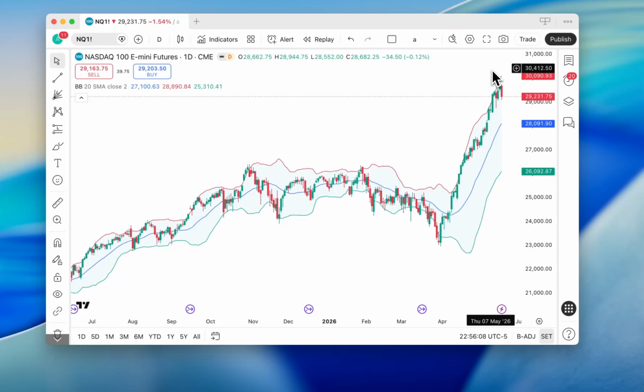Second, the band touch. In a strong uptrend, price often rides the upper band. In a strong downtrend, it rides the lower band. Riding the band is not a reversal signal, it's a continuation signal.